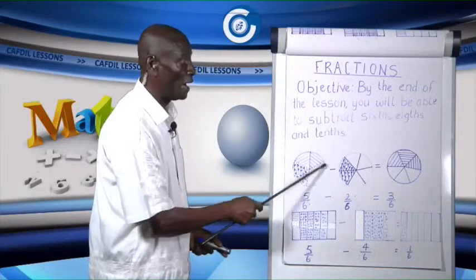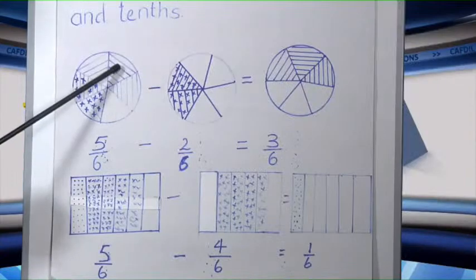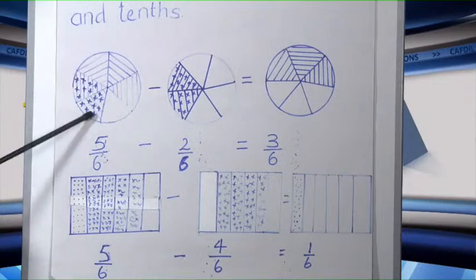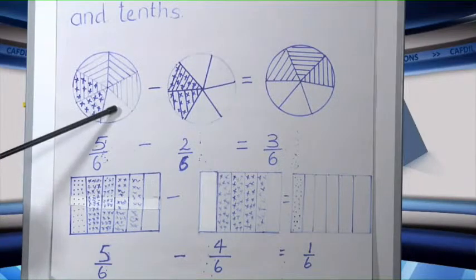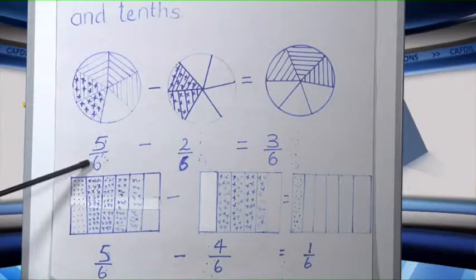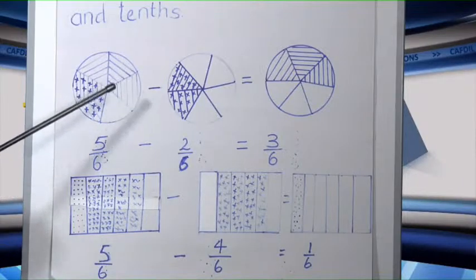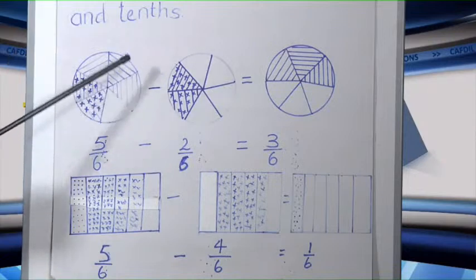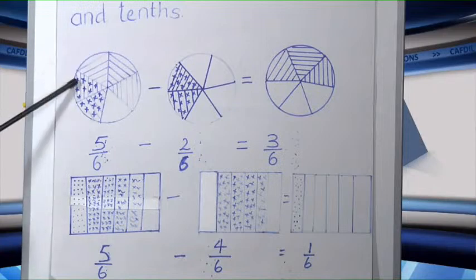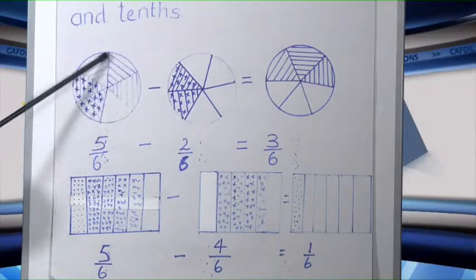How many parts do we have? Let us count. 1, 2, 3, 4, 5, 6. How many parts? Yes, 6. Here it is, the denominator. How many parts do you have shaded? Let's count. 1, 2, 3, 4, 5, the numerator. So what fraction is shaded?